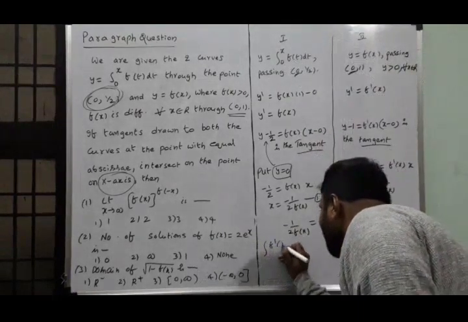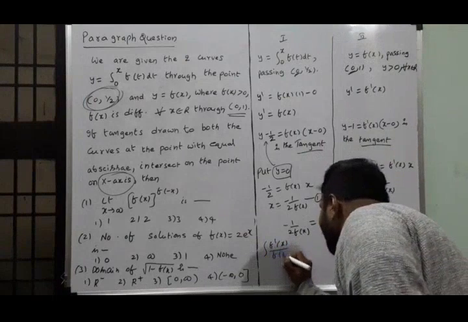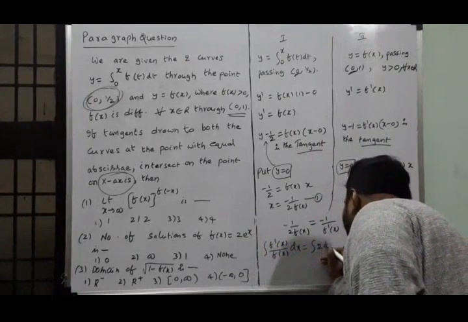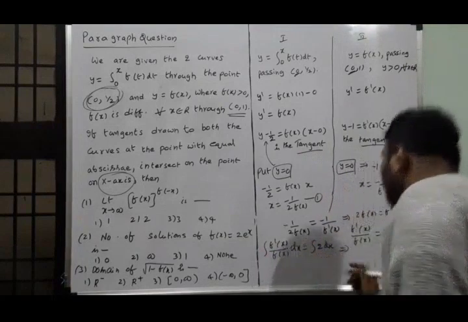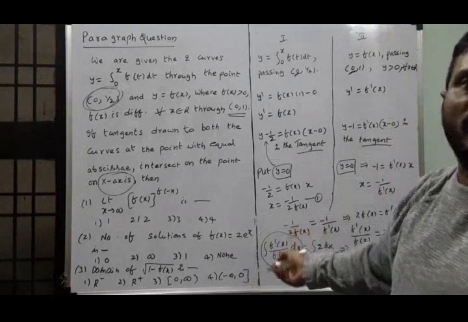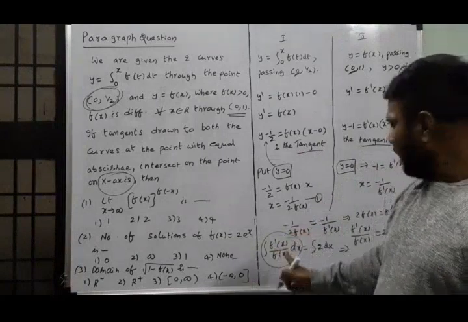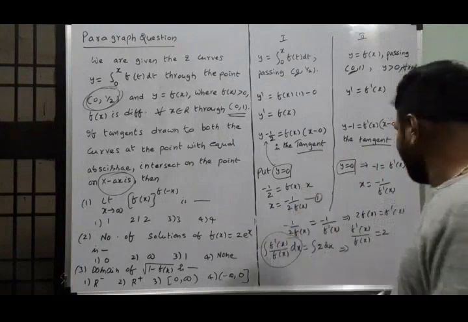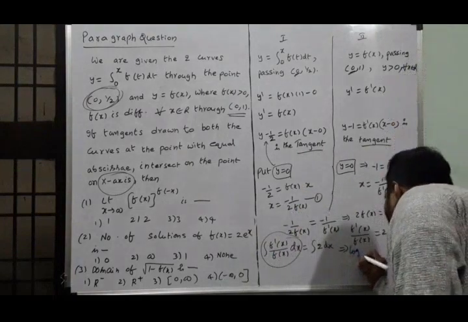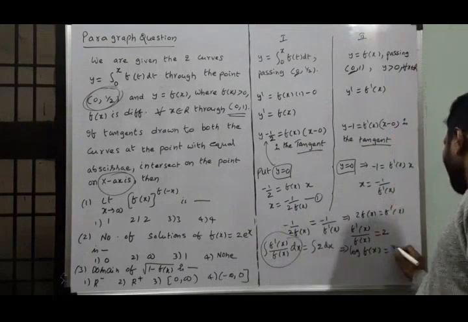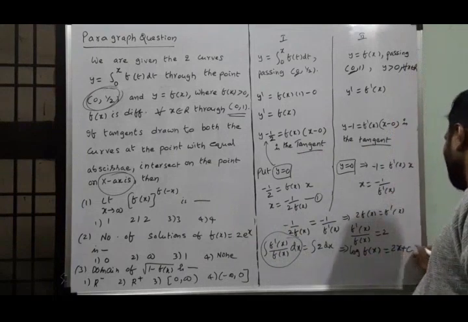Integral of f dash x by f of x dx is equal to integral 2 dx. What is the formula for the integral of f dash x by f of x? It is log mod f of x. So log mod f of x is equal to 2x plus c.